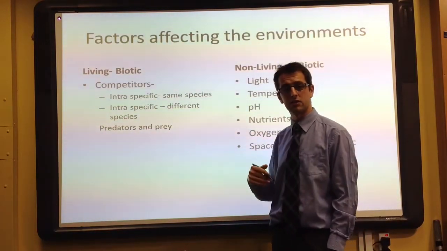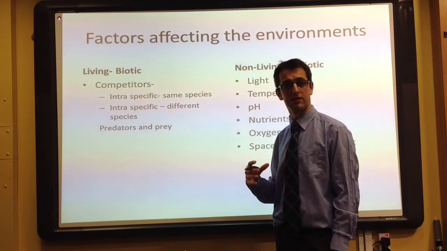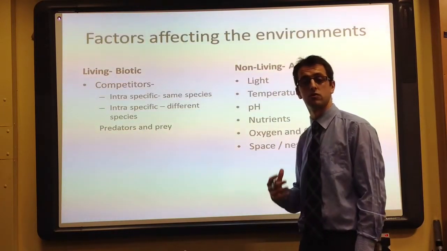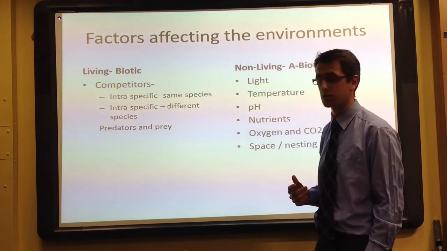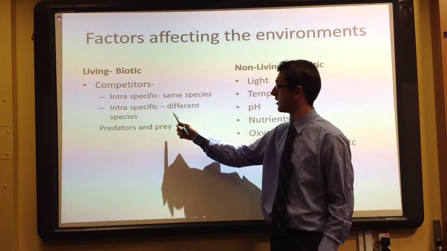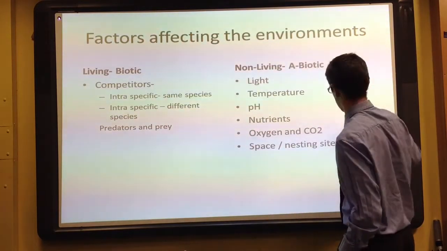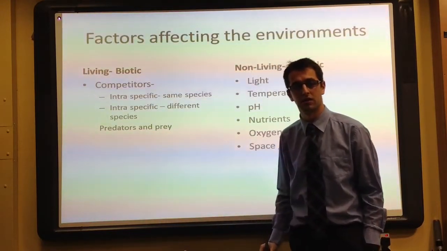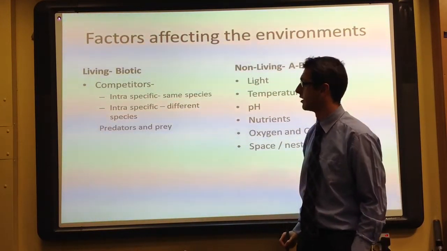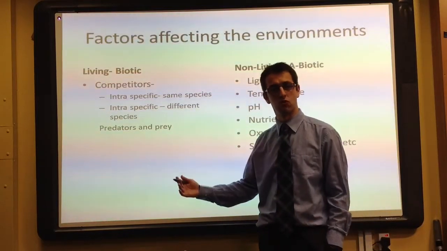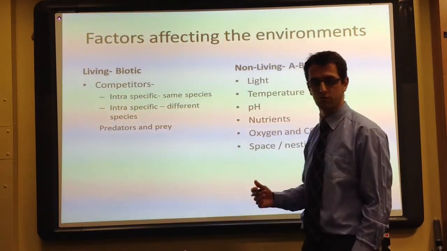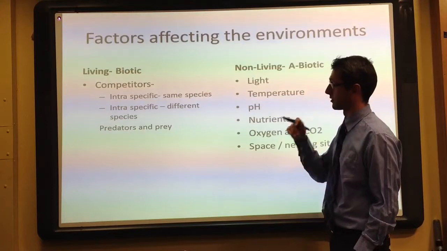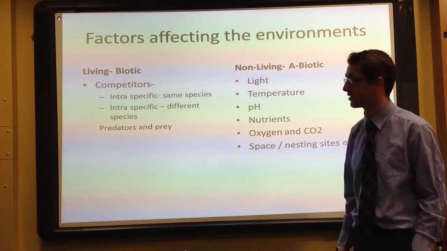Similarly, in a whole ecosystem, there are lots of organisms competing for potentially the same food, or certainly space and potentially habitats. So that should be inter-specific competition, not intra. Inter-specific being different species. Predators, prey, they're all living things. Introducing new predators, we've already said, you can affect the distribution of organisms in a population.